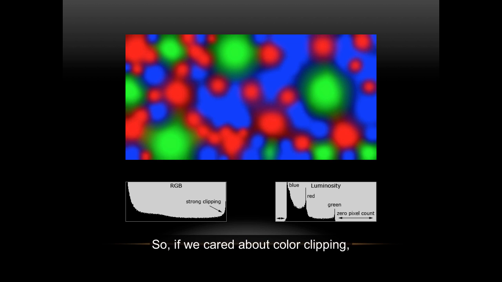So if we cared about color clipping, then the RGB histogram would clearly warn us of that, and that's the one we'd want to pay attention to. So the RGB and the luminance histograms are potentially going to give you different results, and we need to understand that each does have its good use. There's a use for each of them. We're not going to just say RGB lies and we're not going to look at it, because we can tell if there's color clipping occurring in one of our color channels.